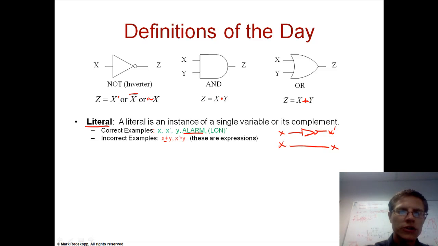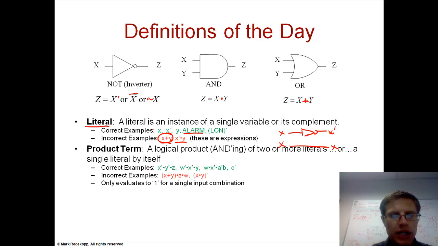What's not literals is when you start combining them and doing operations on them. So x or y is not an individual bit or its inverse. It's an or function. This is an and function. It's not a literal. So x and y themselves are literals, but the whole thing is not a literal. Fine. We need to give you some more terminology.